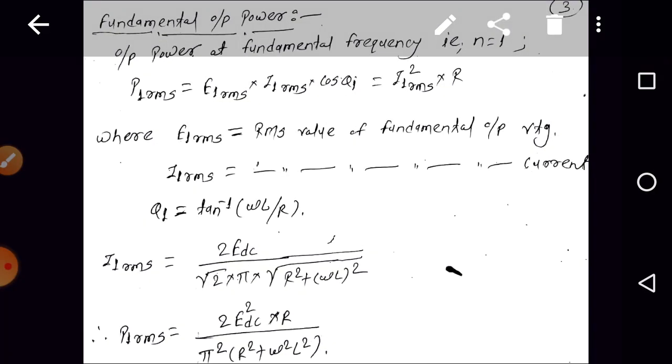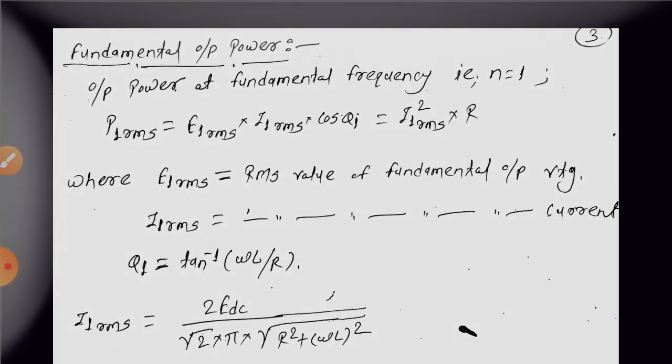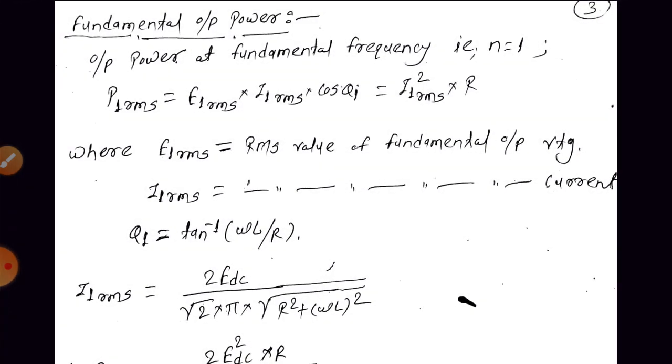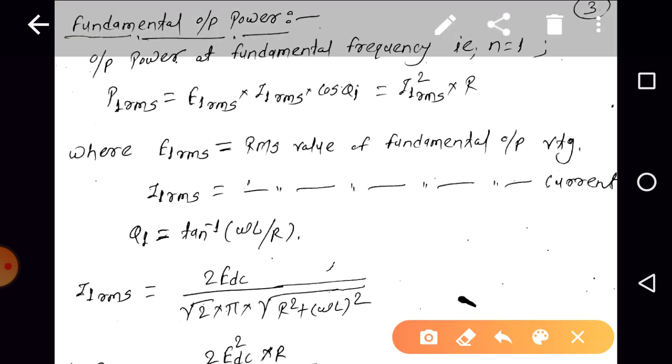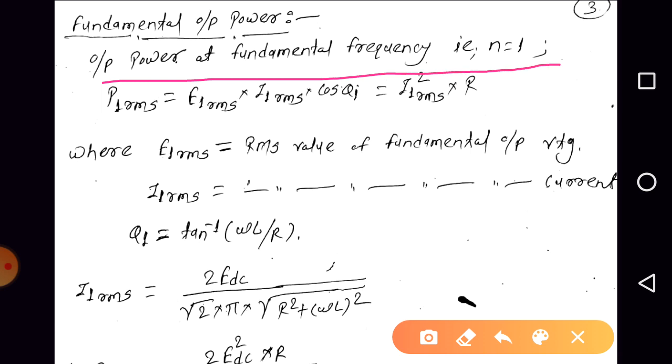Next, the fundamental output power, right? Fundamental output power means the output power, that is the load power, due to the fundamental voltage and fundamental current component. That is V01 generally we say, or we can say E1 also. So next, let us discuss the expression. Output power at fundamental frequency, that is n is equal to 1. So what is P1 RMS? E1 RMS into I1 RMS into cos of theta 1, right?